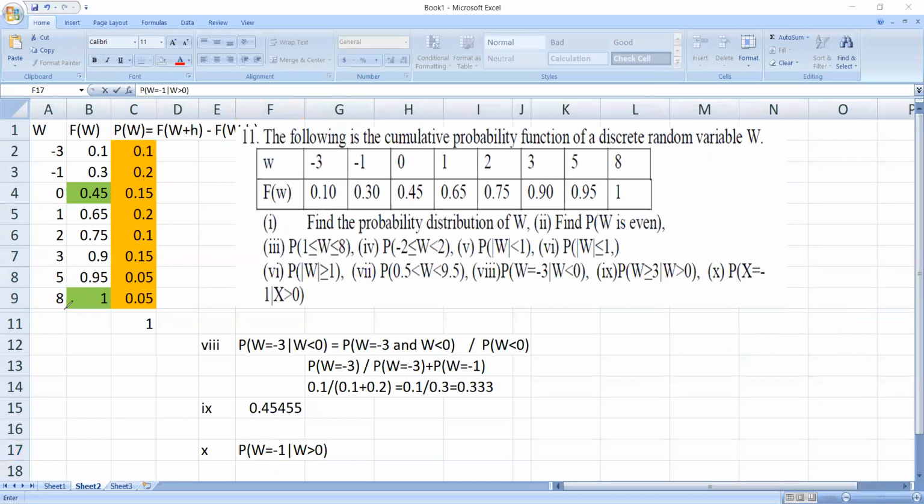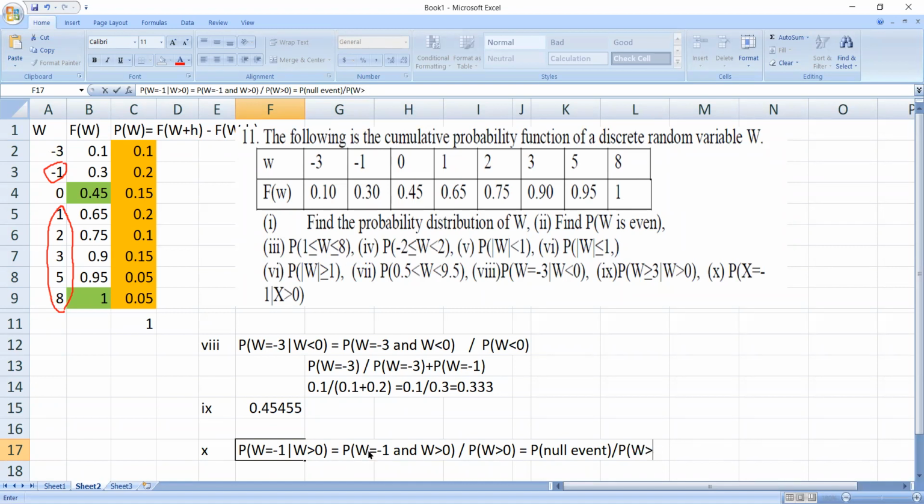So W greater than 0 is this part and W is equal to -1 is this part. So there is nothing common there. Therefore, this is an impossible event. So the probability is equal to 0. So we can write this: P of W is equal to -1 and W greater than 0, divided by P of W greater than 0. But the numerator is the null set. So the probability becomes 0. That is the answer.